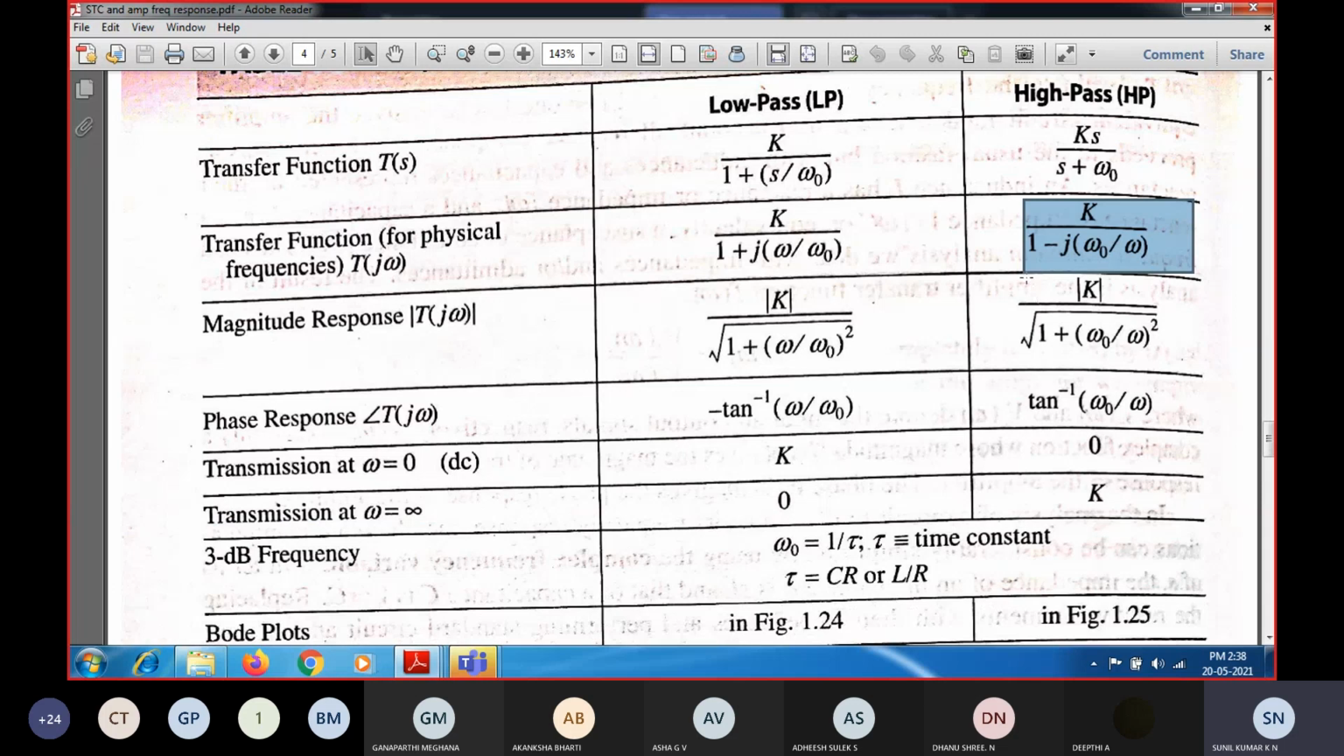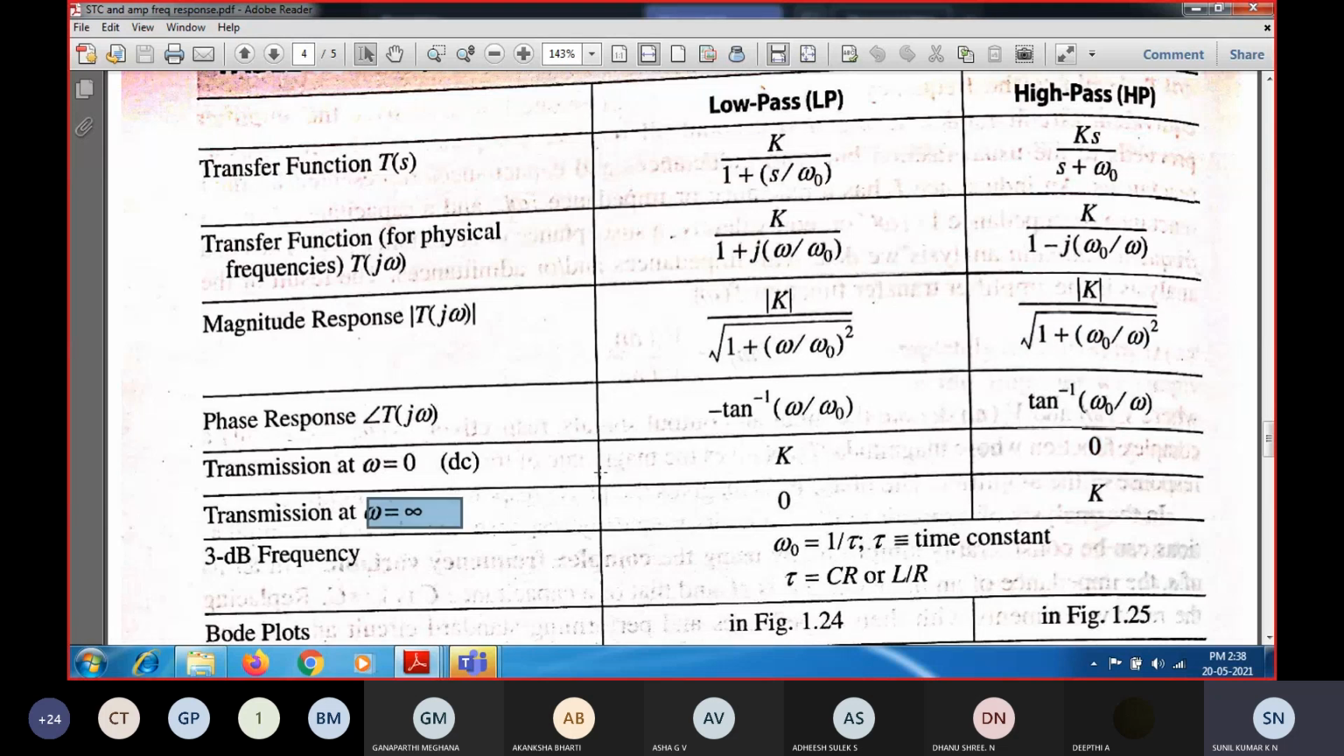This is the magnitude response of this transfer function. And if I want the phase response, it is given by tan inverse of omega naught by omega. Now let us find what happens when the frequency is 0. For this transfer function, when frequency is equal to 0, anything divided by 0 is infinity. So the denominator term will be infinity, and you'll have 0 as the output transmission gain.